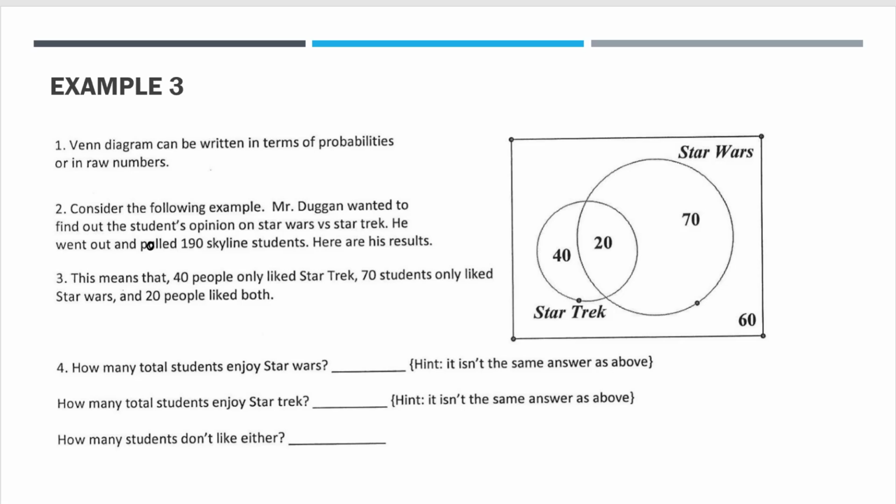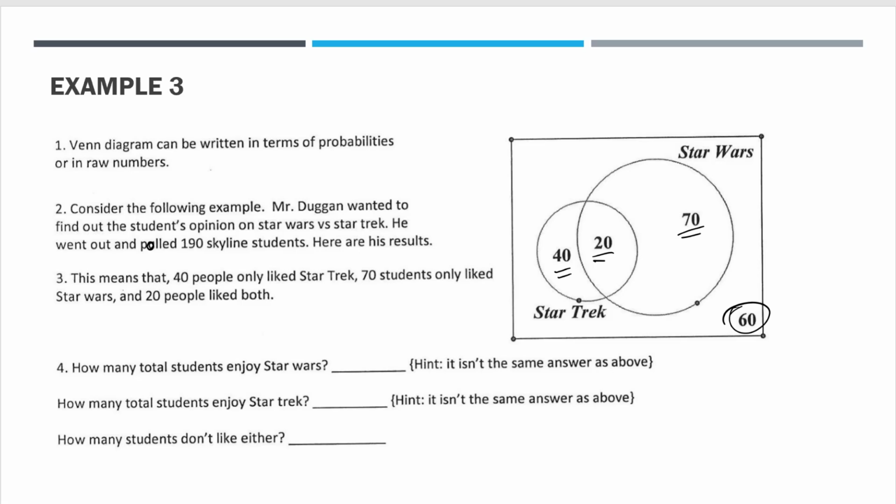So the results are on the right-hand side with our Venn diagram. This means that 40 people only liked Star Trek, 70 students only liked Star Wars, and that 20 liked both. Then we have a remaining 60 students, because we have a total of 190 students that were polled. And they are outside of the event circles, but yet inside the rectangle of being part of the opinion poll. How many students enjoyed Star Wars?